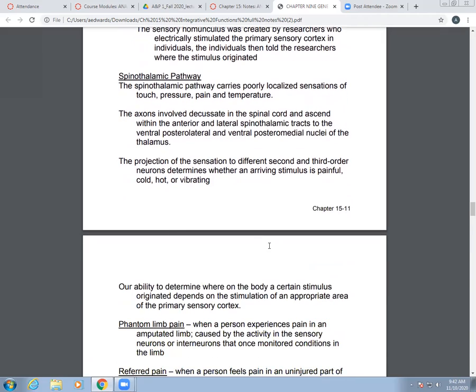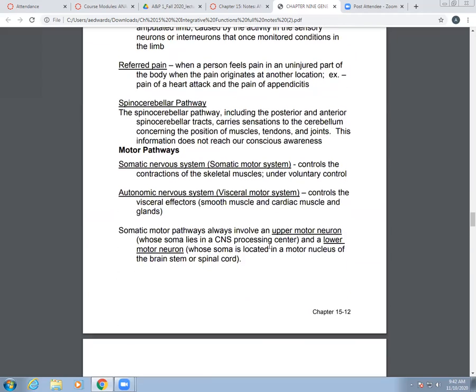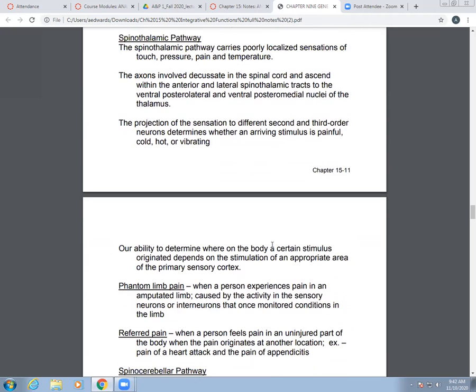Okay, so with the spinothalamic pathway, let's see. The spinothalamic pathway is carrying poorly localized sensations of touch, pressure, pain, and temperature. So the axons involved are going to decussate, or cross over, in your spinal cord, and they're going to ascend within the anterior and lateral spinothalamic tracts up to your ventral posterolateral and ventral posteromedial nuclei in your thalamus.